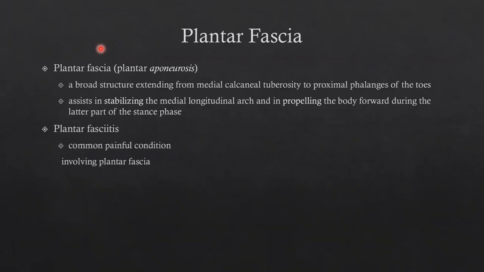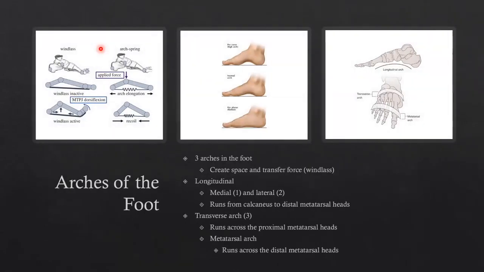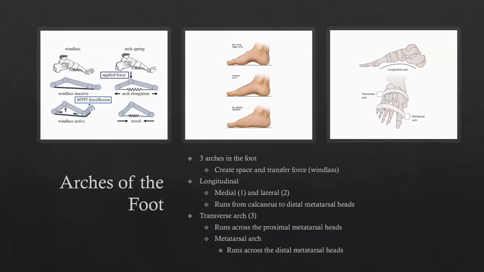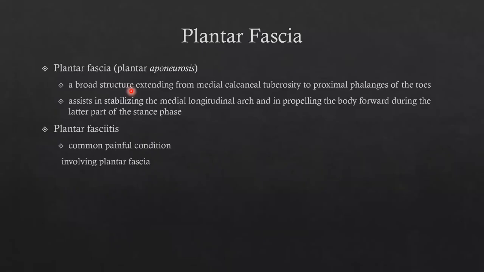And this is the overarching broad structure extending from the medial calcaneal tuberosity to the proximal phalanges of the toes. So when I speak of the specific structure that is elongating and recoiling, that structure will be our plantar fascia. It's incredibly critical in stabilizing the medial longitudinal arch and propelling the body forward during the latter parts of the stance phase.